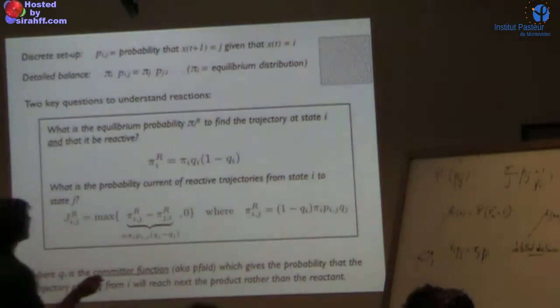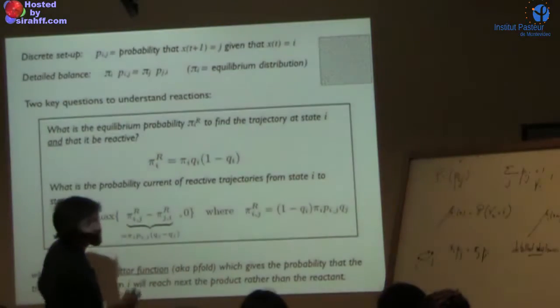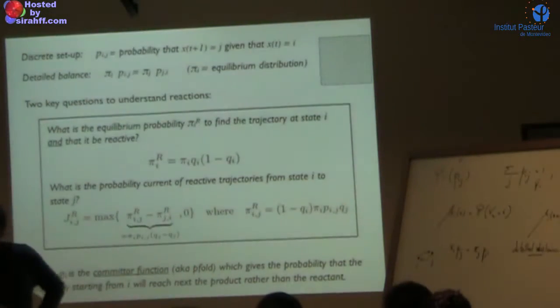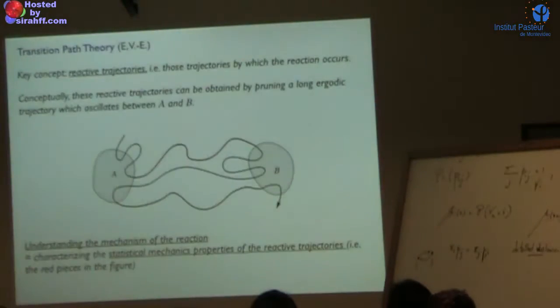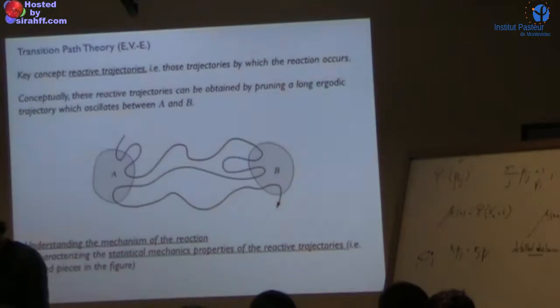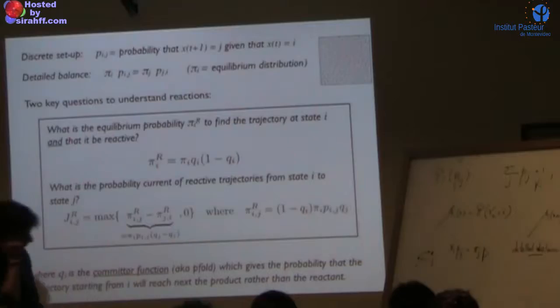But if I declare this square to be the reactant and this square to be the product, I should still be able to analyze the properties of the paths that go from one to the other. I'm saying I can do that even if there is no metastability. Let's see where it leads us. Let me make another picture.